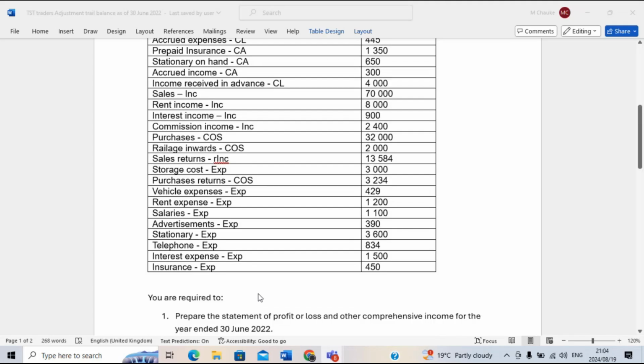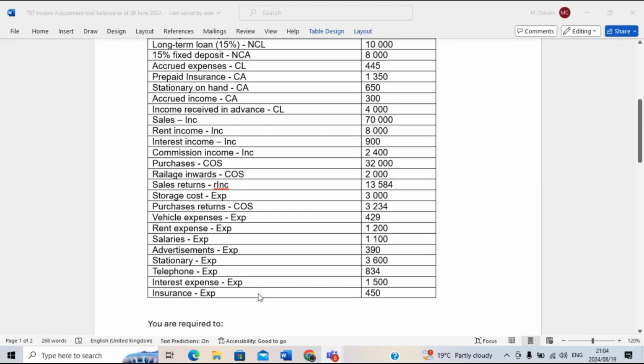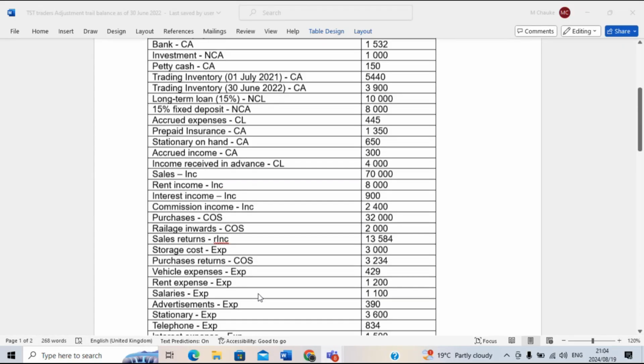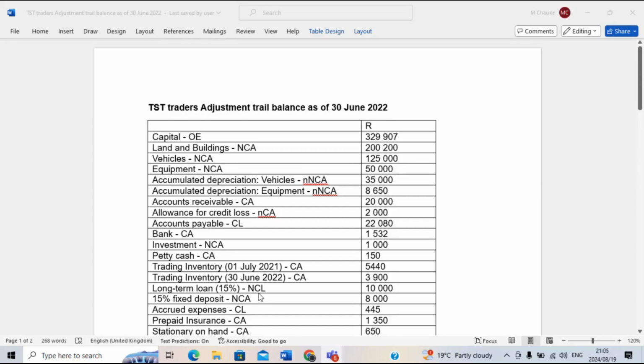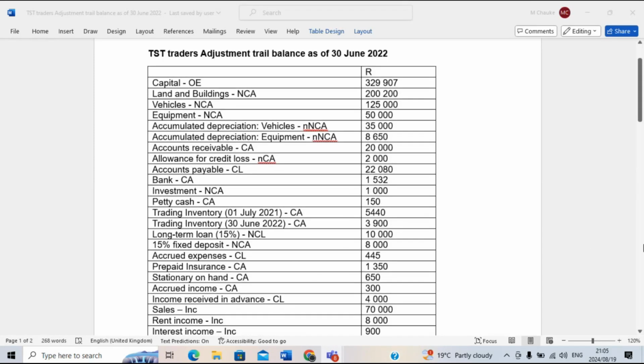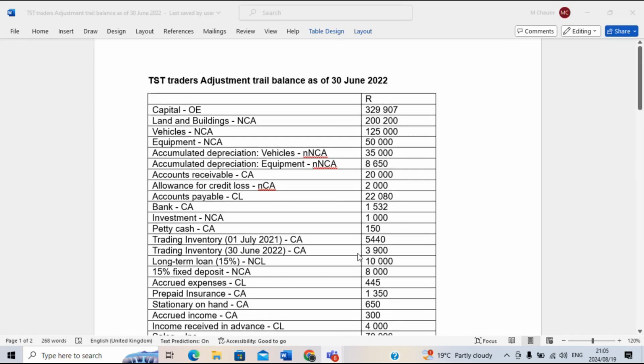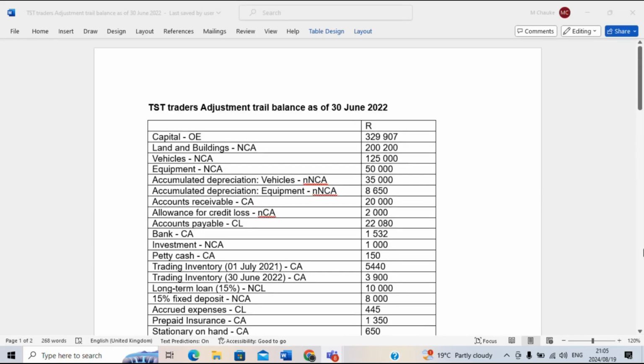And then I think we are done with the identification of accounts, whether that account falls under owner's equity, income, expense, liability, or asset, right? So now let's go to the answer sheet. Let's go to the answer sheet and answer number one there.